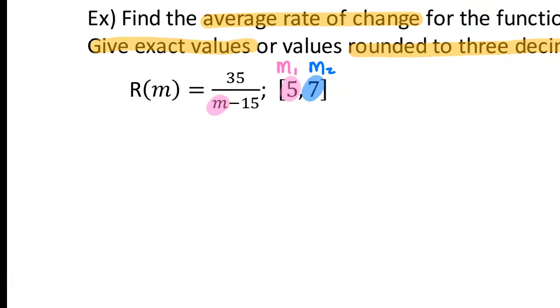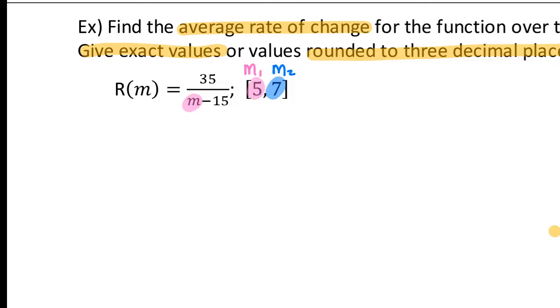So I am going to stick to y's though. I'll just say y1. In order to find y1, you need to plug in m1 into the function. So I have 35 over m, but m is 5, so 5 minus 15, and solve for y1, okay? In the numerator, I just have 35. I can't do anything to it, so just bring it over. 35 over 5 minus 15 is going to give us what?